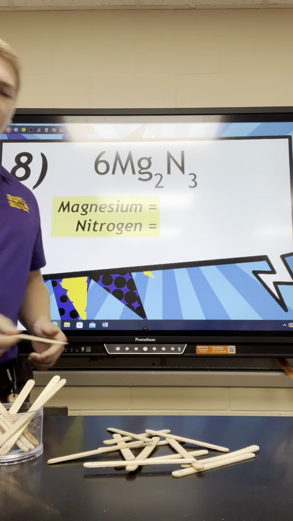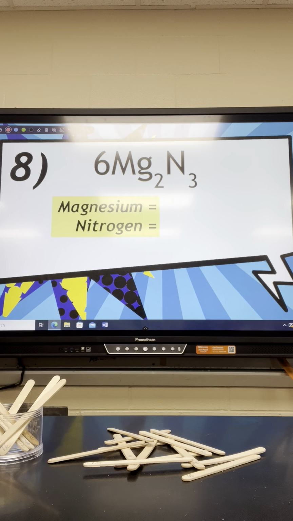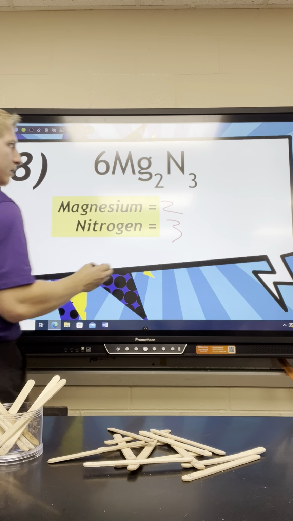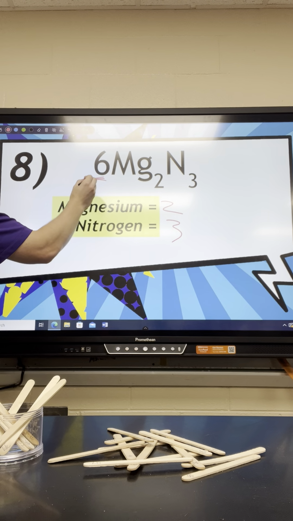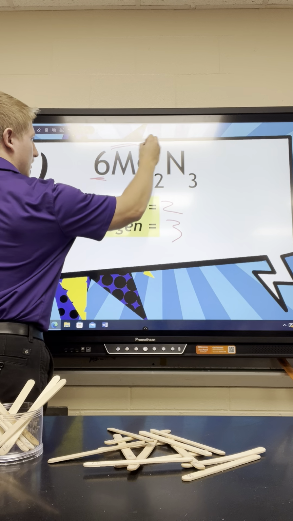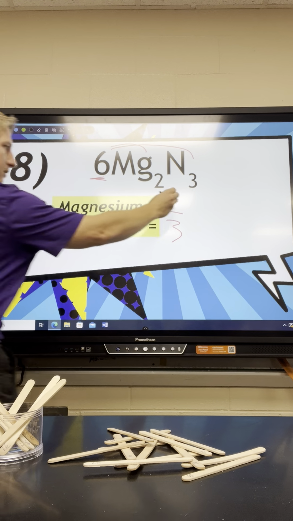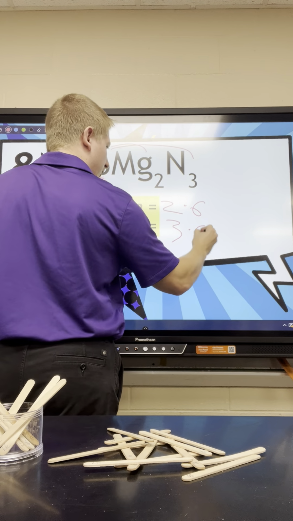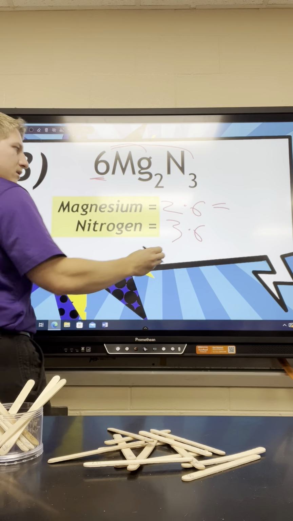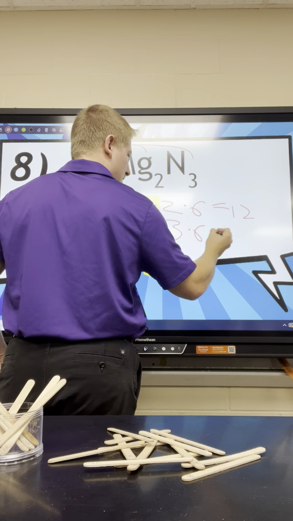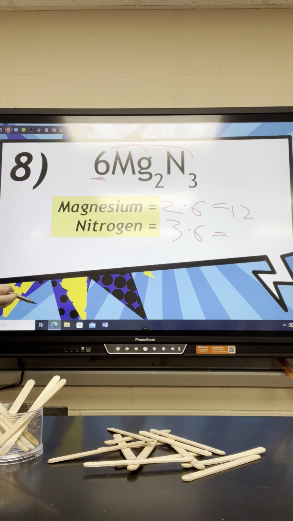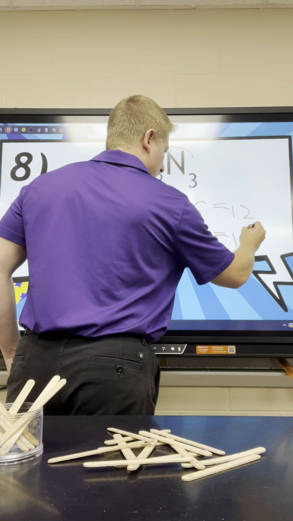42. All right, let's see it, Charity. Okay, step 1. Magnesium have 2. Okay, how much nitrogen? 3. Correct. Okay, step 2. Since we have a coefficient, we're gonna distribute to everything. That's correct. So you gotta count it by 6. 2 times 6 is 12. 18. And now you gotta add it up.